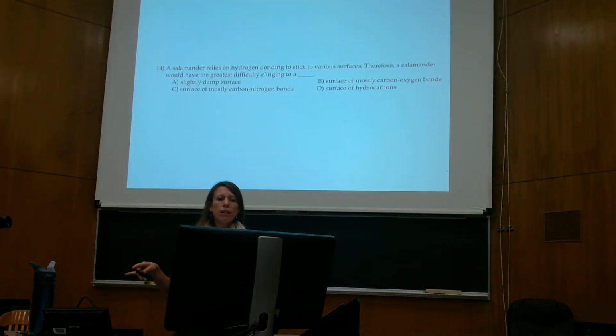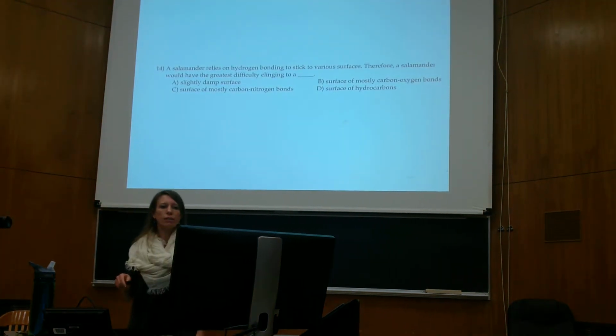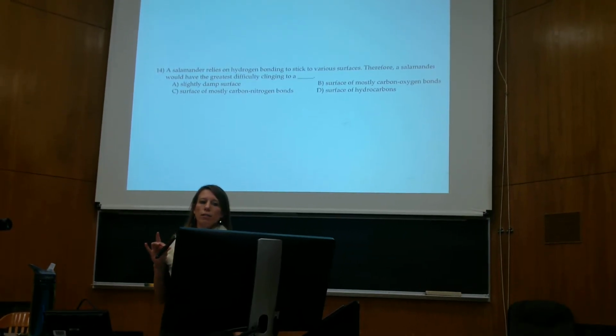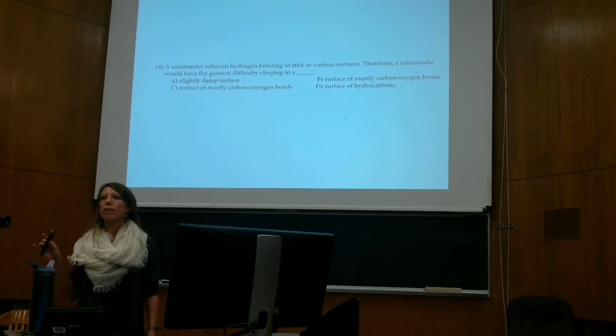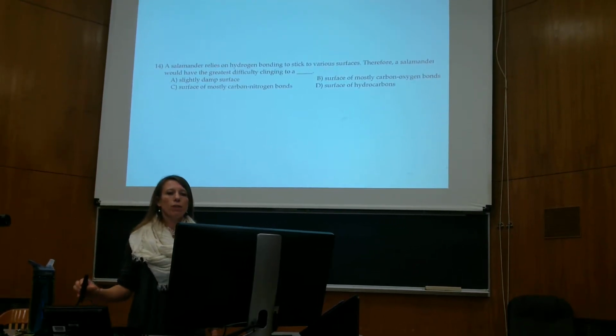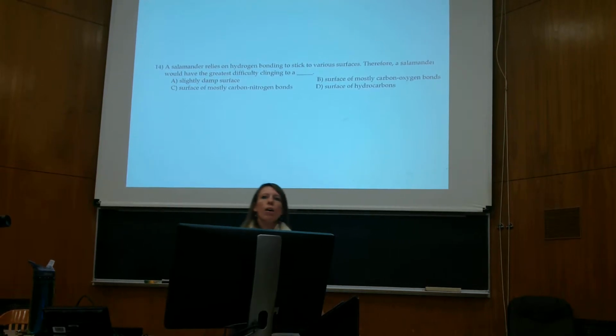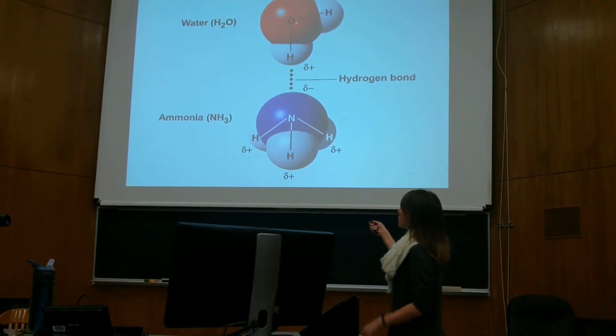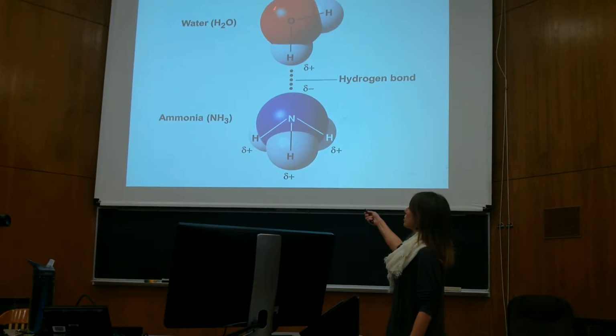Okay, a salamander relies on hydrogen bonding to stick to various surfaces. Therefore, a salamander would have the greatest difficulty clinging to a hydrocarbon. Okay, so hydrogen bonding occurs between two polar molecules. So again, oxygen and hydrogen don't share their electrons equally. So there's a partial negative charge on the oxygen, a partial positive charge on the hydrogen.